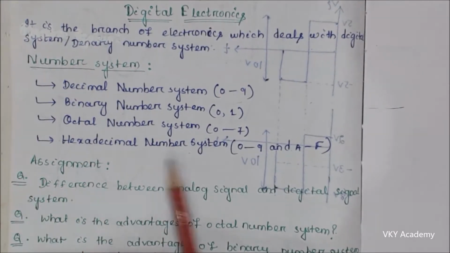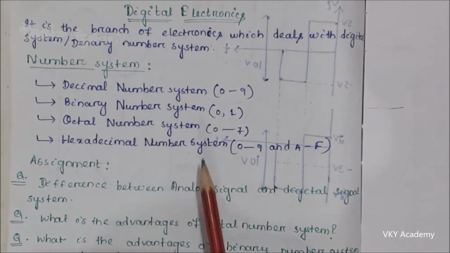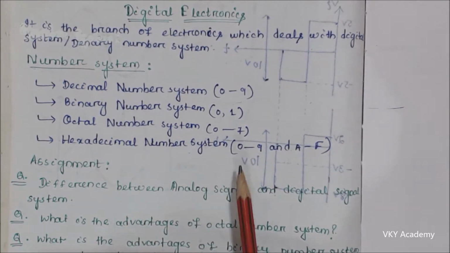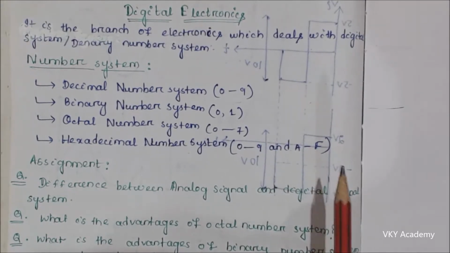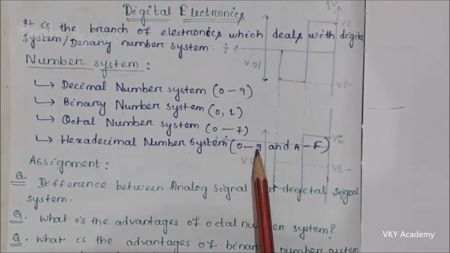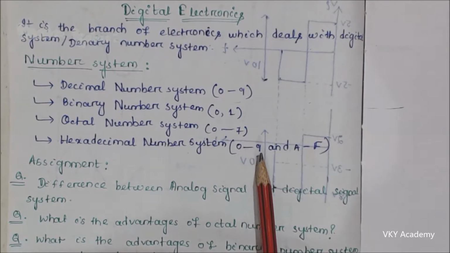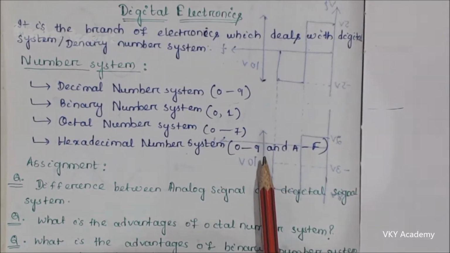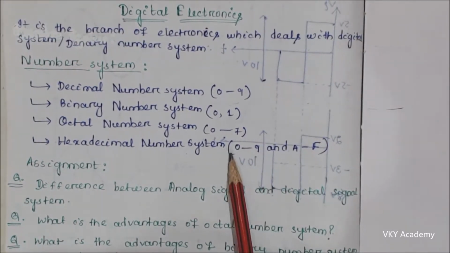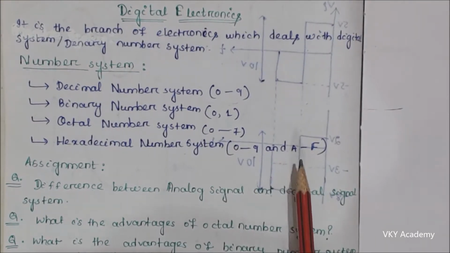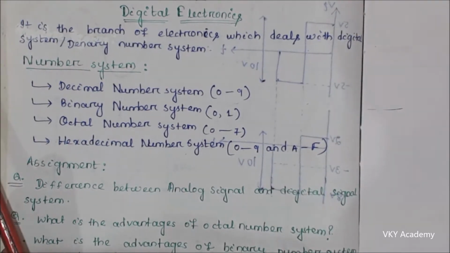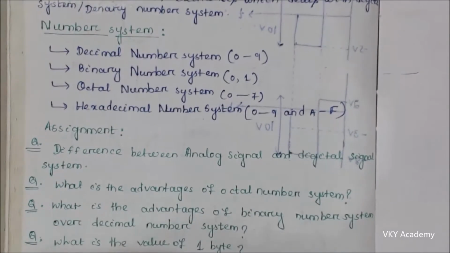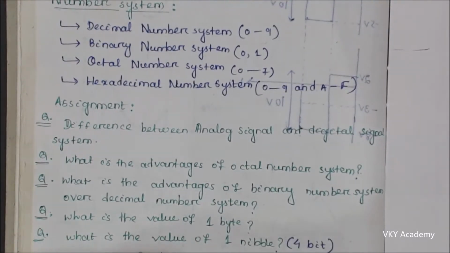Next is the hexadecimal number system. So basically hexadecimal number systems go from 0 to F. F means 15. So 0 to 9, that is 0, 1, 2, 3, 4, 5, 6, 7, 8, 9, 10 numbers, then the alphabets A, B, C, D, E and F. So these are all hexadecimal number systems. So these are basically the four categories of number system.